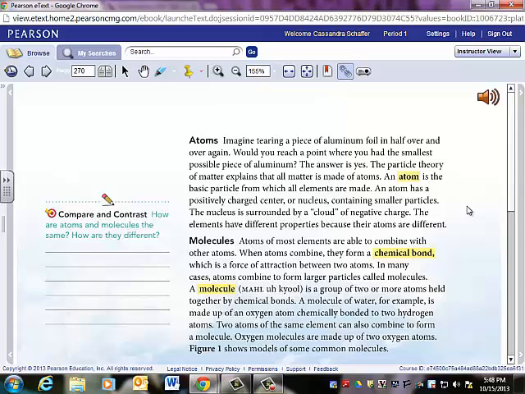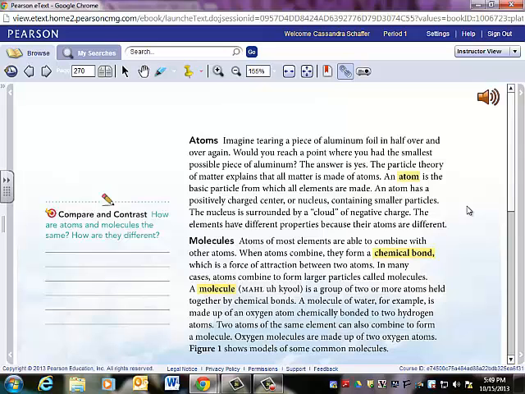Atoms. Imagine tearing a piece of aluminum foil in half over and over again. Sounds like what I was just talking about, right? Would you reach a point where you had the smallest possible piece of aluminum? The answer is yes. The particle theory of matter explains that all matter is made of atoms. An atom is the basic particle from which all elements are made. An atom has a positively charged center or nucleus containing smaller particles. The nucleus is surrounded by a cloud of negative charge. The elements have different properties because their atoms are different.